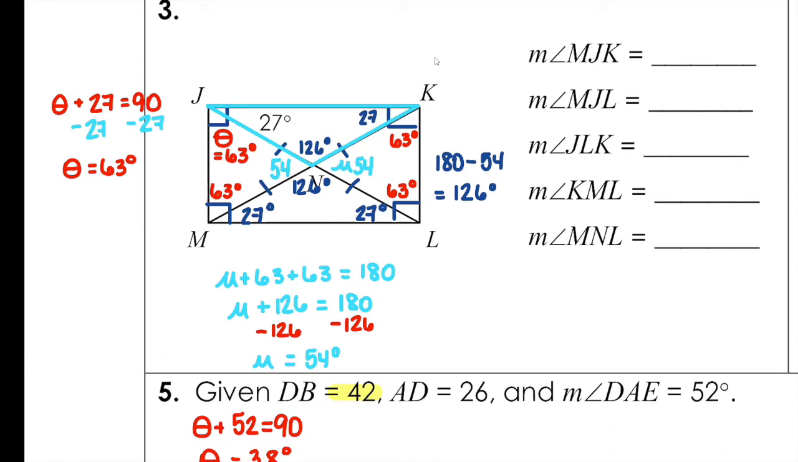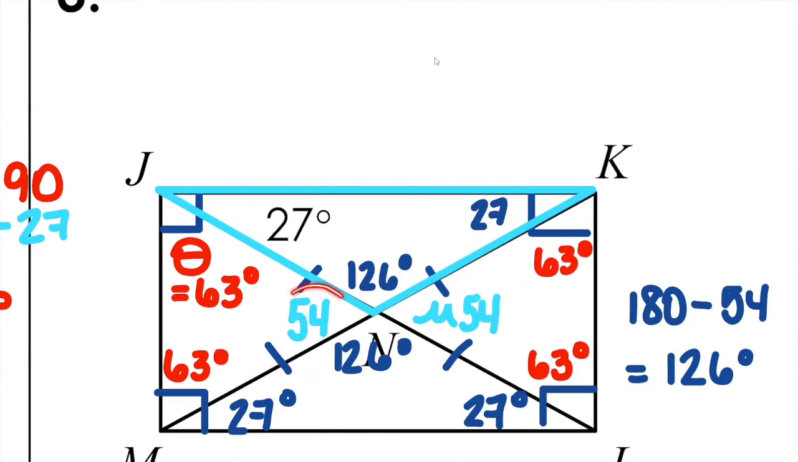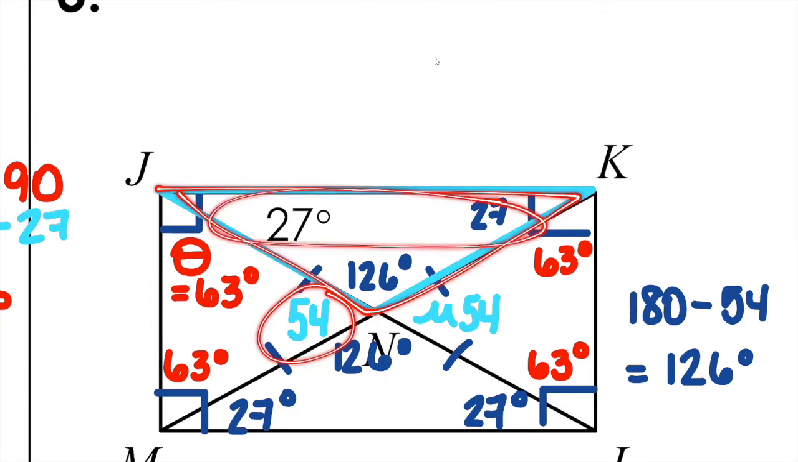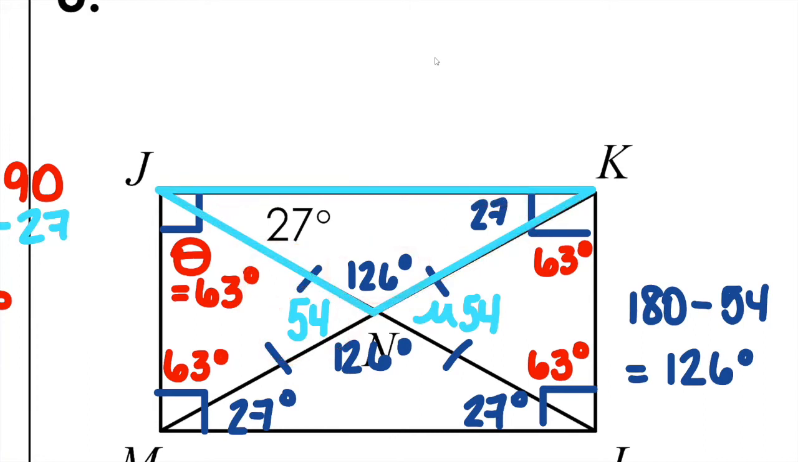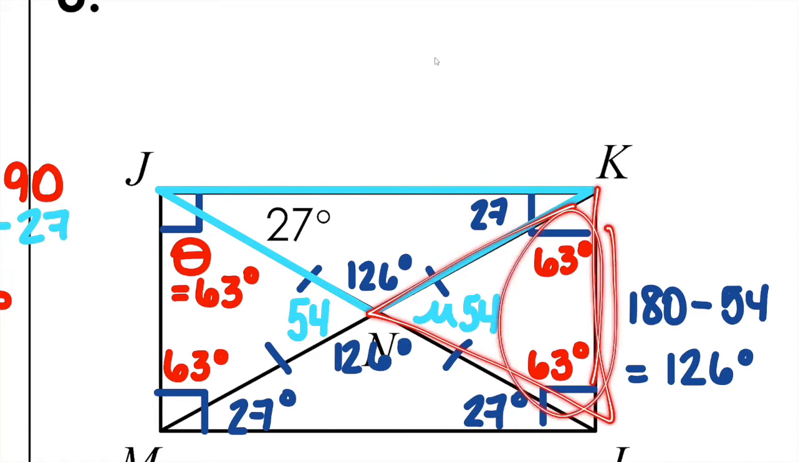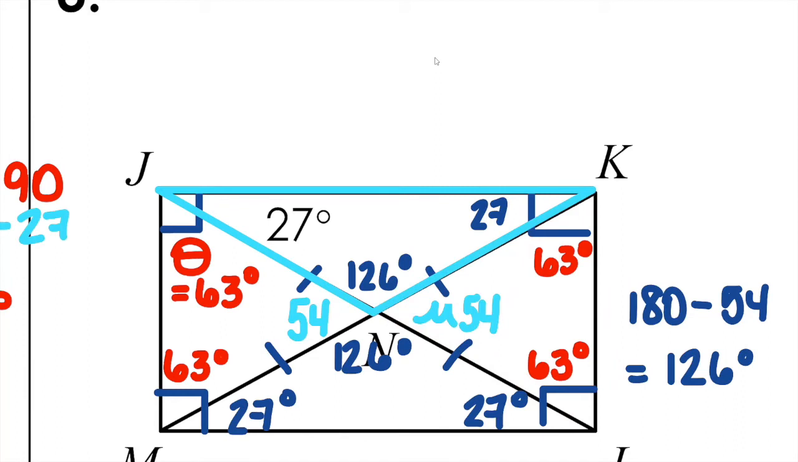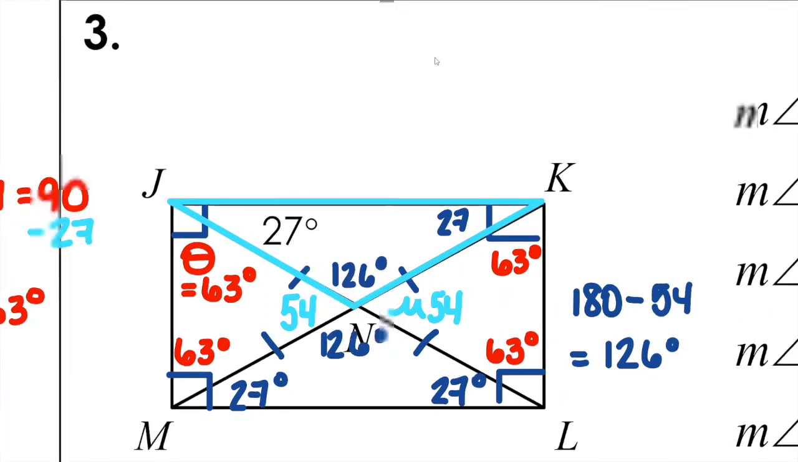We're done. There's nothing else we can do. Look, 54 is an exterior angle for this triangle, which means if I add those two together, that's what it equals. And 126 is an exterior angle for this triangle. If I add those two together, 126. All of our rules just come flying back.